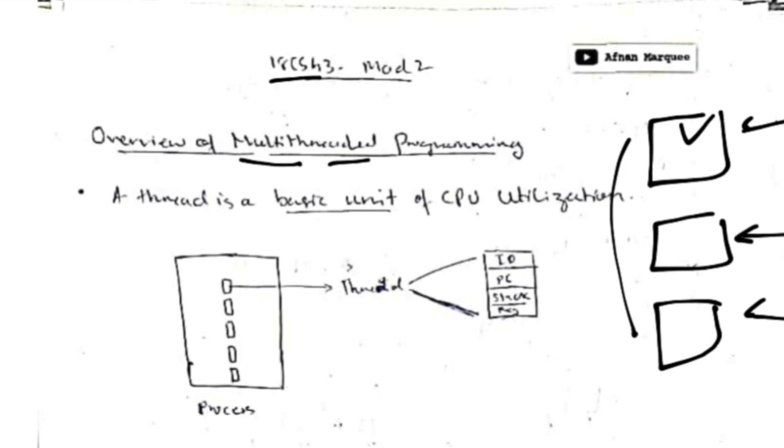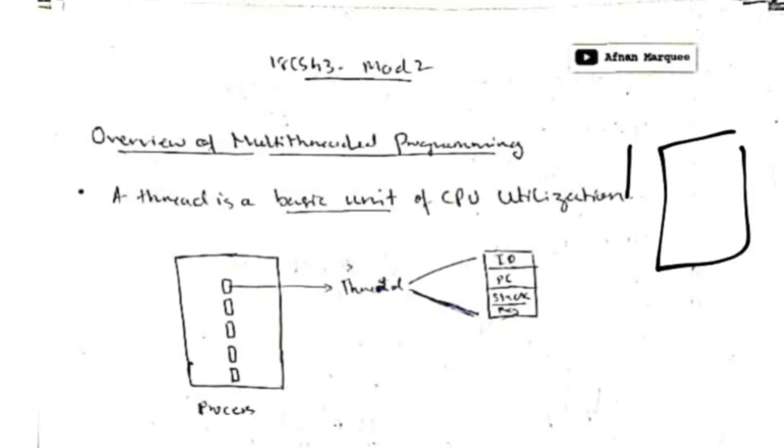Till now we know what a process is, right? Process means the way of performing a task, right? Now we'll be looking at what threading is.